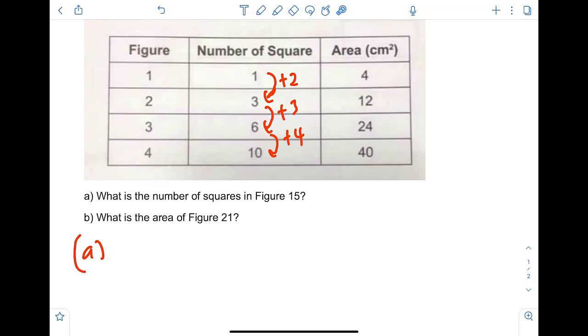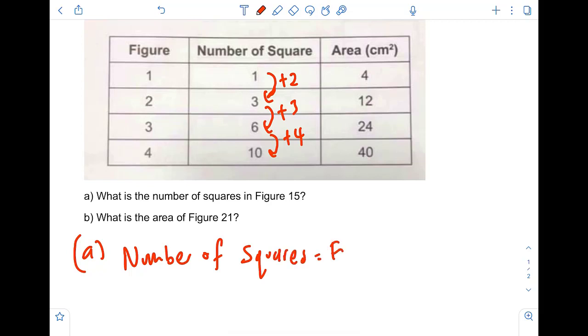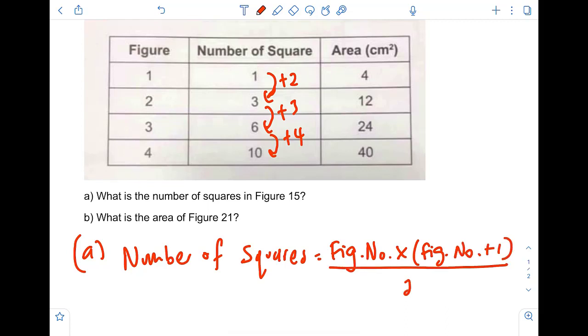Again, when you see it go from 1 to 3 to 6 to 10, in other words, plus 2, plus 3, plus 4, plus 5, think about the number of squares in relation to the figure number. So for the number of squares, in this case, you can employ and remember this formula: figure number times figure number plus 1, divided by 2.